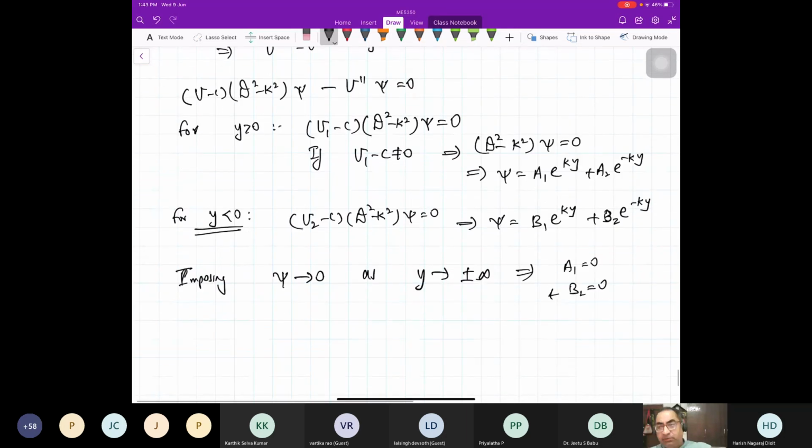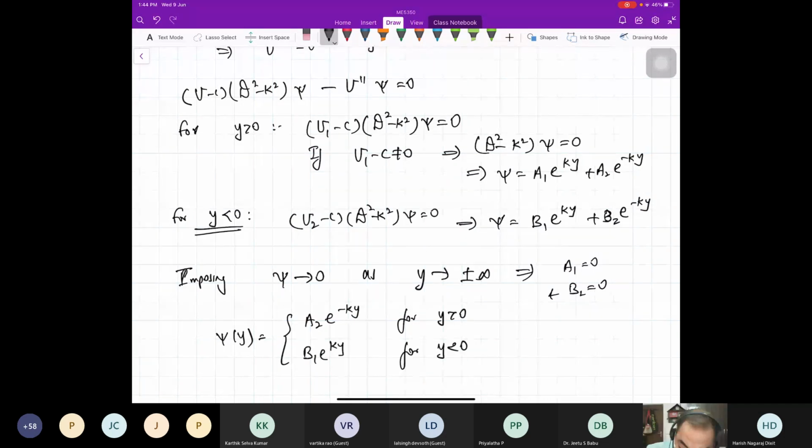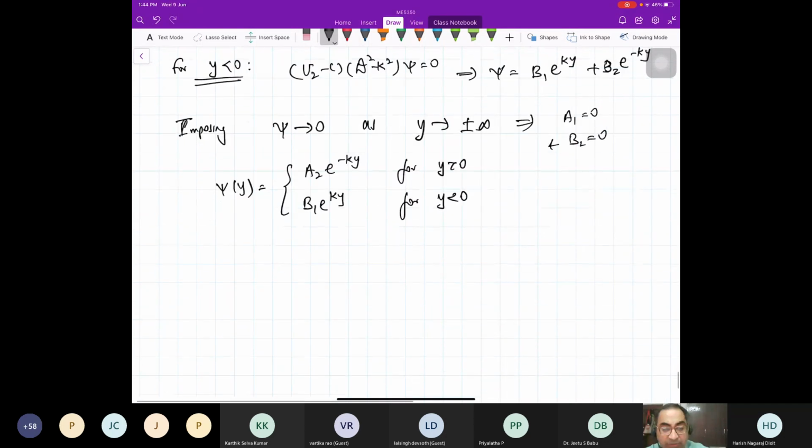So now I have psi of y is simply a2 e power minus ky for y greater than 0, and b1 e power ky for y less than 0. Now I'm not going to go into details of how we get k1 and k2, but I'll tell you what are the conditions that we use.